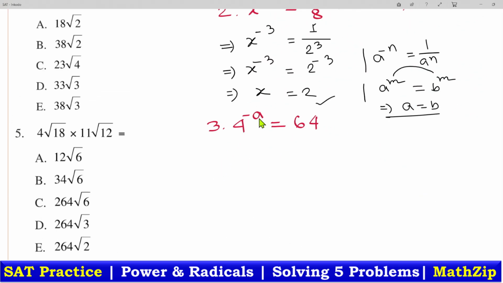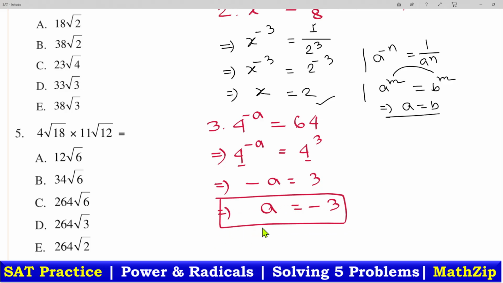Number 3: 4 to the power minus a equals 64. Look, nothing here is similar or the same. So here is 4 to the power minus a, and this 64 we can write as 4 to the power 3. Okay, now look, the bases are the same. In this case we can write minus a equals 3. So finally, once we multiply both sides by minus 1, it will be a equals minus 3, and this is our answer.